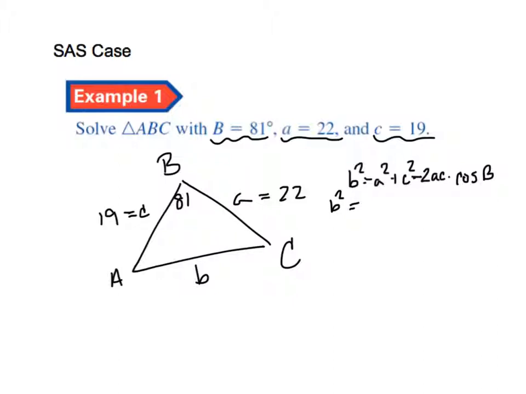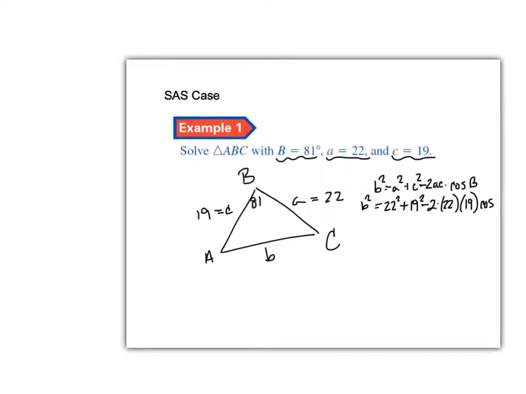I don't know what b is. But I do have a, which is 22 squared. I do have c, which is going to be 19 squared, minus twice times 22 times 19 times the cosine of, let me zoom out just a little bit, 81. Okay, I'm going to put the whole right-hand side in my calculator all at one shot. Now use parentheses and everything and make sure your calculator's in degree mode because our given information was in degrees. So let's put that all in the calculator at once.